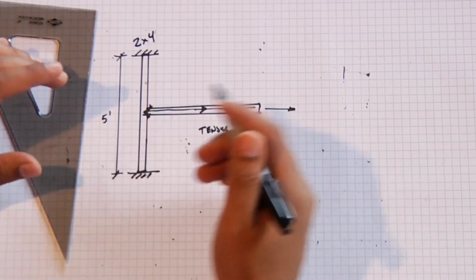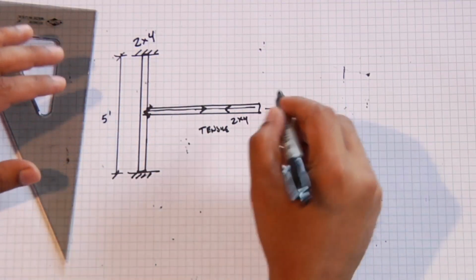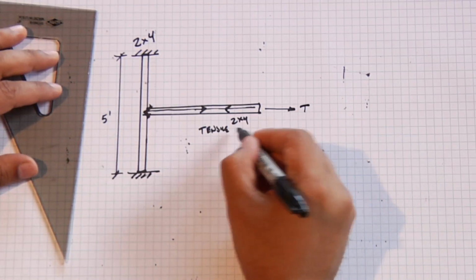If you try to pull it out, very difficult, because in order to pull this out, these nails have to pull out of the wood. So this is called a tensile load.